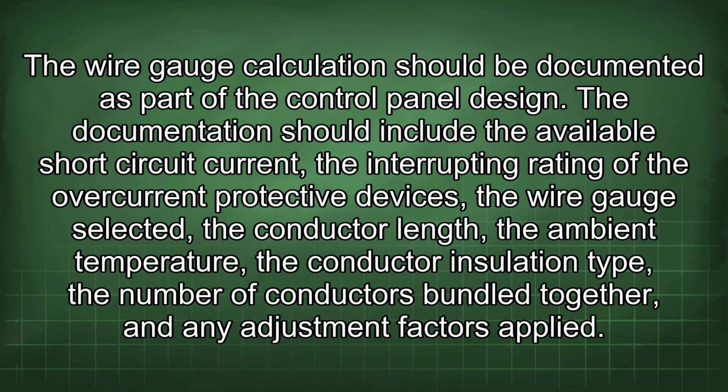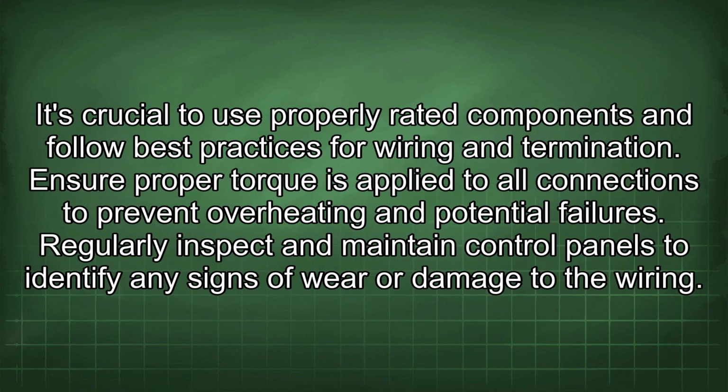The wire gauge calculation should be documented as part of the control panel design. The documentation should include the available short-circuit current, the interrupting rating of the overcurrent protective devices, the wire gauge selected, the conductor length, the ambient temperature, the conductor insulation type, the number of conductors bundled together, and any adjustment factors applied. It's crucial to use properly rated components and follow best practices for wiring and termination.